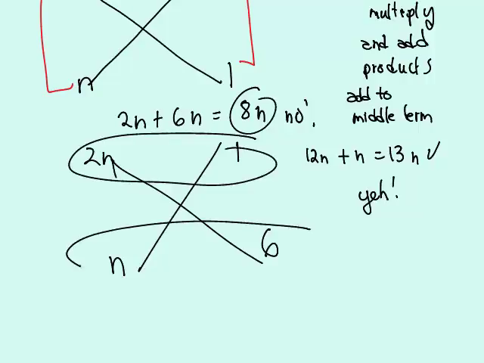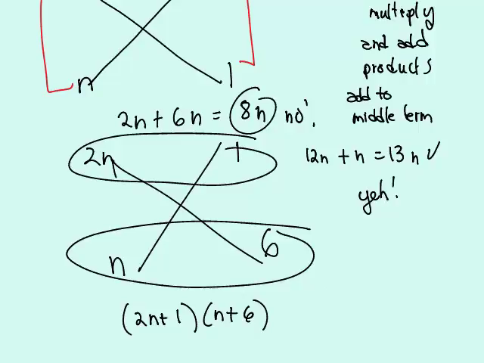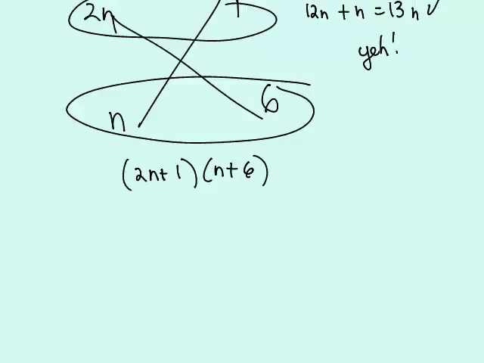So for my answer, I simply circle these, and here's my factored answer. So what are the steps?